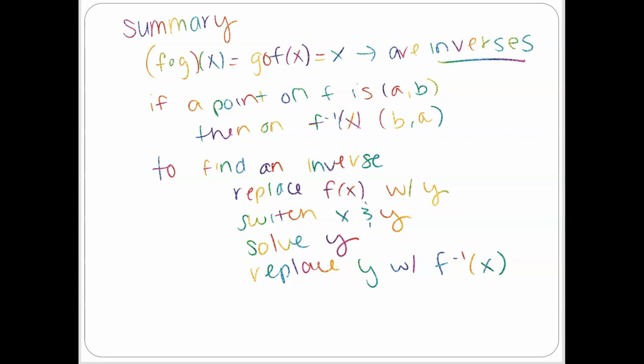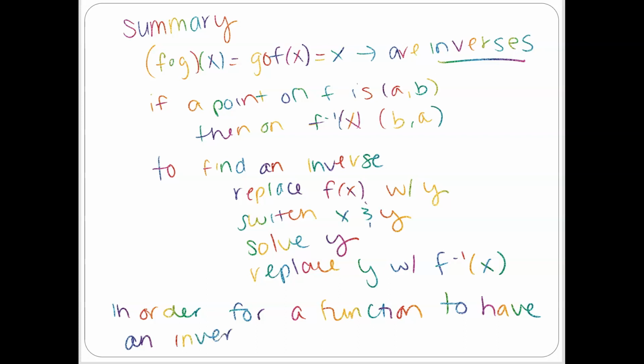You have to know that the points switch when they are inverses, and then basically just that in order for a function to have an inverse, it must pass the horizontal line test. Just like in order to be a function, it has to pass the vertical line test. In order to have an inverse, it has to pass the horizontal line test. So a quadratic doesn't necessarily have an inverse unless you change its domain.